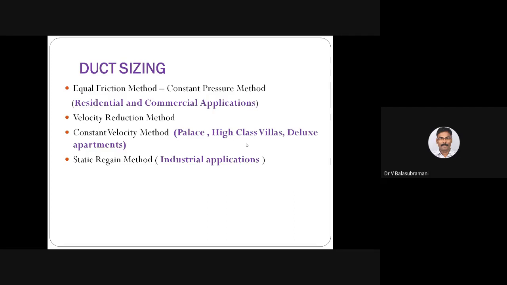And the third one is the static regain method, which is normally used in industrial applications. That's called higher velocity. Here the velocity is greater than 3000 to 4000 FPM, feet per minute. But in the equal friction method, normally we are using velocity values around 2500 FPM. The velocity reduction method is a very rough method, so normally this method is not used anywhere.